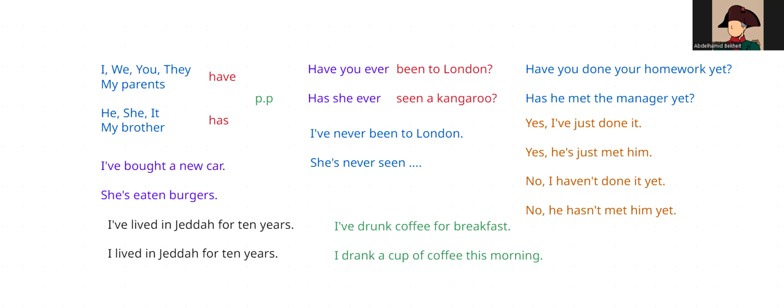I hope it is clear. And now we talk about how to use the adjective and the adverb. We can use the adjective before the noun. For example, you say, this is a beautiful house.